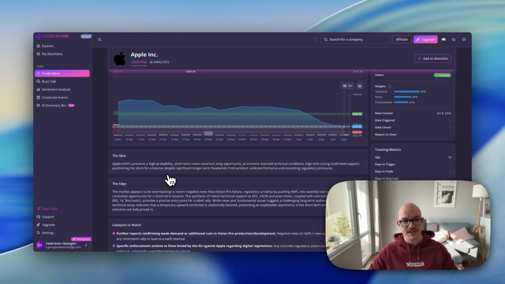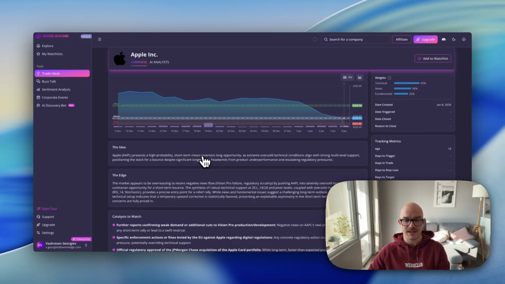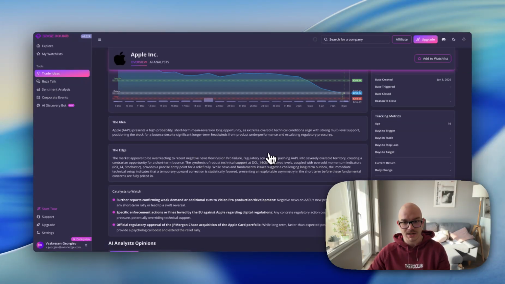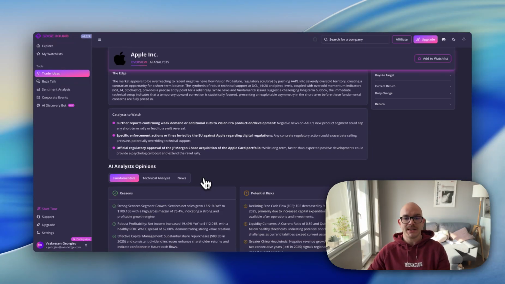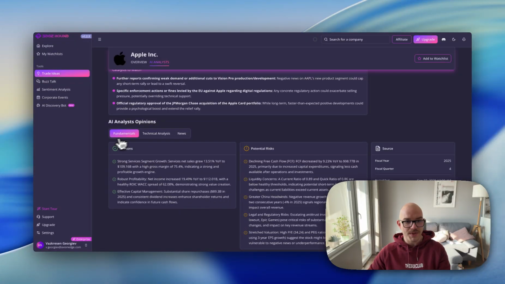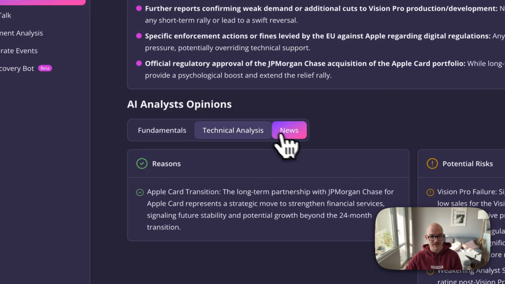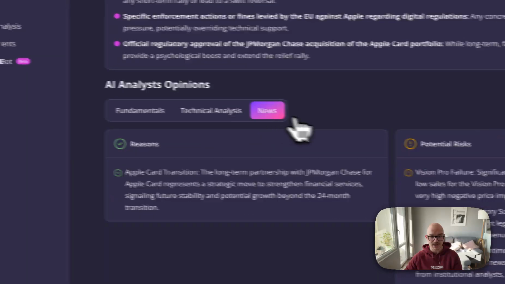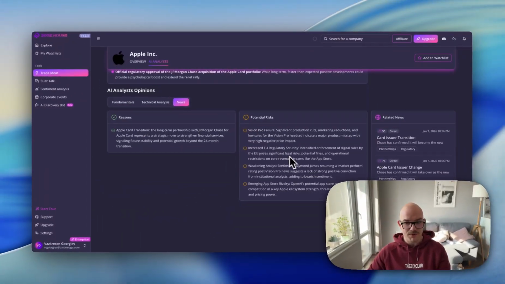Underneath the graph, you see this idea right here. It's just a summary of the idea and why it's been generated and why it matters to you as an investor. It tells you what the unique edge of this idea is, again, in a little paragraph underneath that. It tells you the top 3 catalysts to watch out for right here. And then it gives you the fundamental, technical, and news analysis which this idea has been based on. It also gives you the sources right here, and then you can read in detail everything that has to do with these particular analyses.